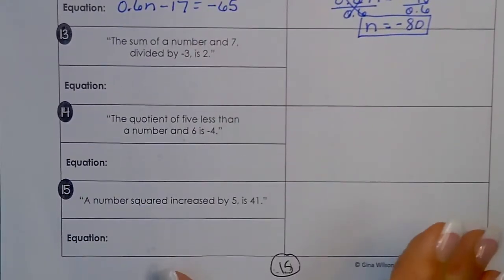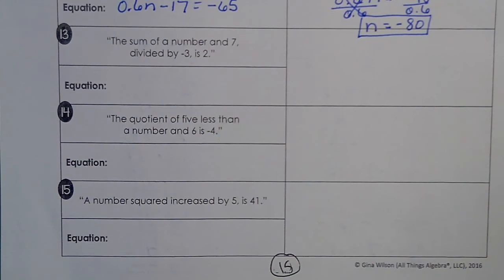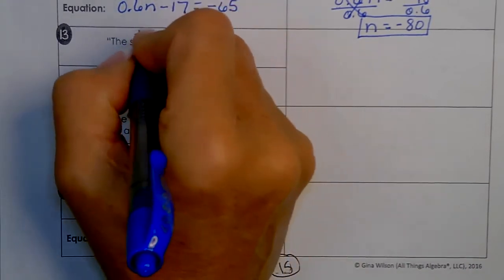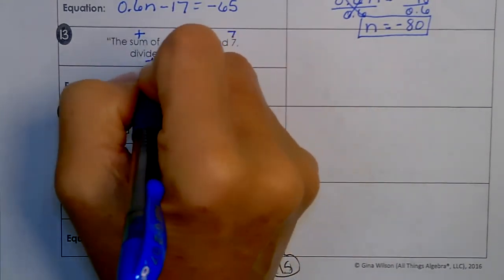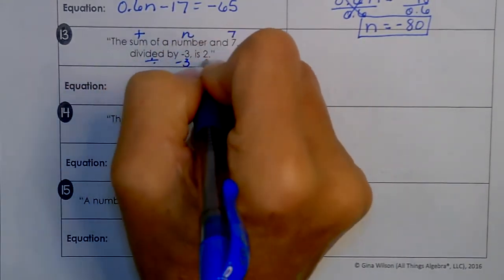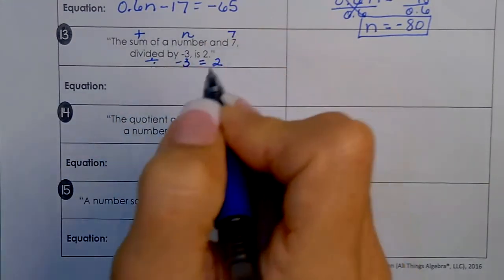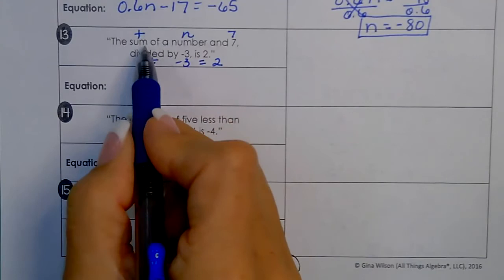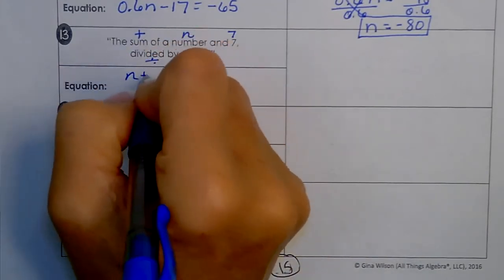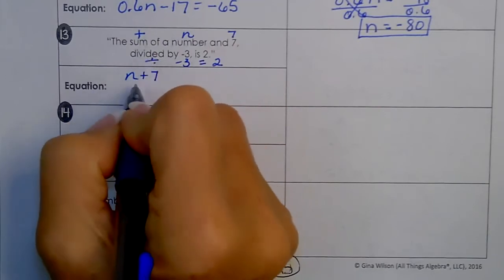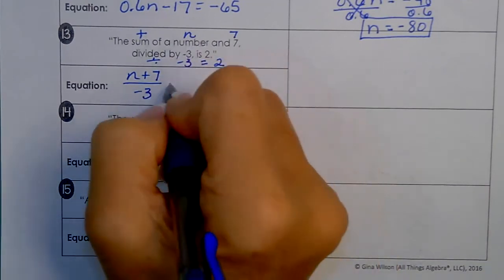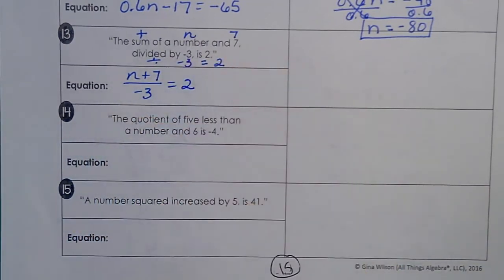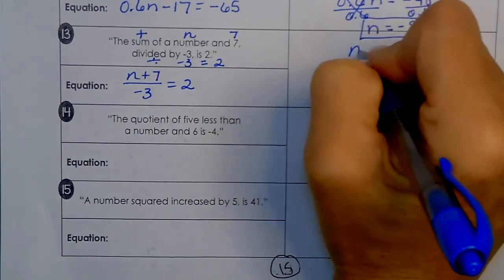Number 13, the sum of a number and 7 divided by negative 3 is 2. So the sum of a number and 7 divided by negative 3 is 2. Okay, so let's start with the sum of a number and 7. Now we're going to divide by negative 3 is 2 equals 2.